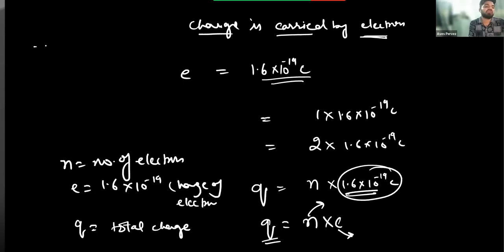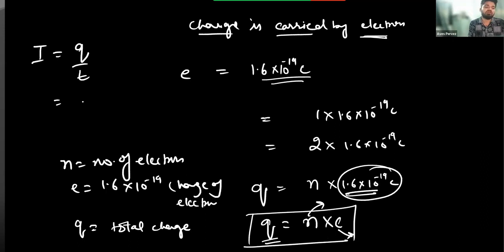Okay, so we have the formula I is equal to Q upon T, and in that case Q is equal to N into E. So we can say that the other formula for I will be N into E by T.